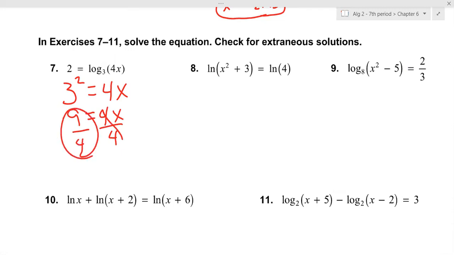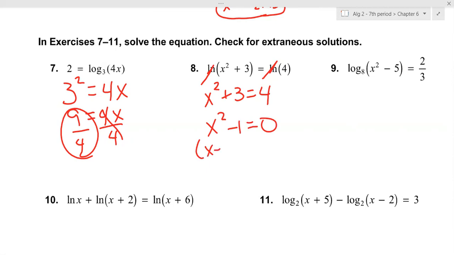Super easy. Now, in number 8, notice how my natural log is the same on both sides. So when that happens, I actually don't have to do anything. You can kind of look at the natural logs as canceling out. It's not that they're dividing out. It's just kind of like that idea we said when the bases were the same. With the natural log being the same, we can drop the natural log. So now we have x squared plus 3 equals 4. And then, of course, I need to solve. So I'm going to move this 4 over.